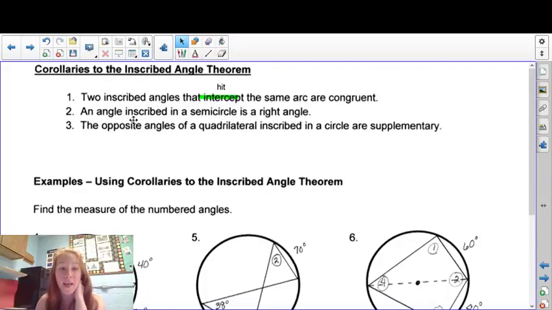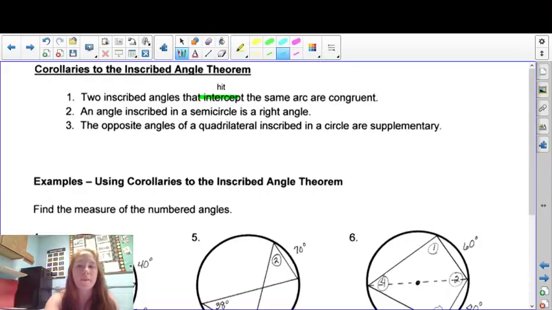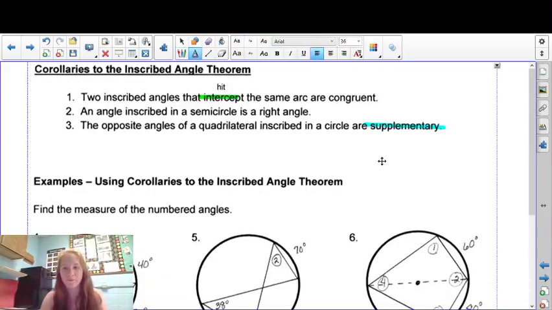Any angle inscribed in a semicircle is right. Well, think about it. A semicircle is 180 degrees. We know that it's half of it, so half of 180 is 90. And then opposite angles of a quadrilateral are supplementary. And remember, supplementary means that we add to 180.